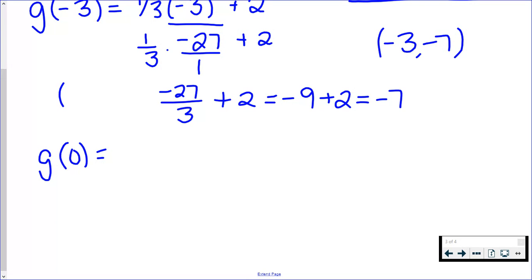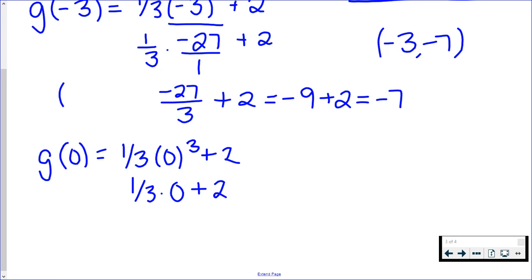So we're plugging in 0. Order of operations, we're going to do 0 cubed, which is still just 0. And now we multiply. Anything times 0 is still 0. So our output here is 2. So our second point is 0, 2. Once you have your 2 points, use your slope formula and you're done.